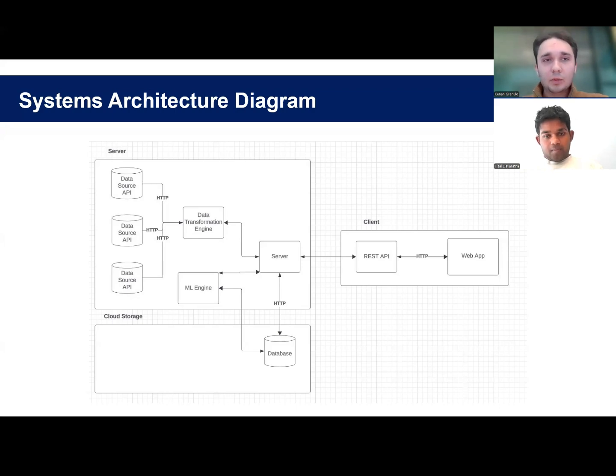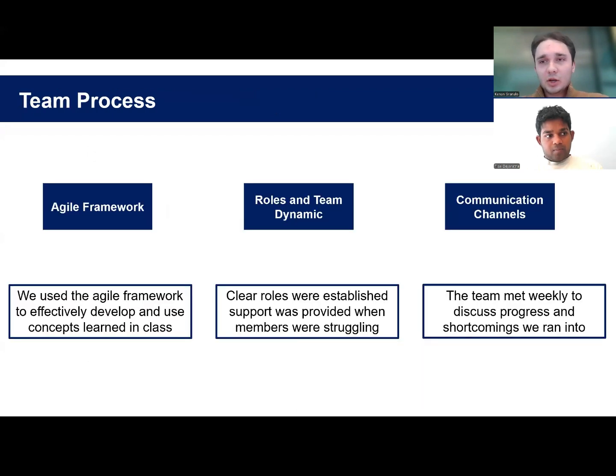So moving forwards, what we wanted to cover is the team process. Looking at the team process, team culture and morale was very important to us, and it was something that we continuously iterated over the course of the project. So we used the Agile framework, which was something that we covered in our past projects and something that was very important to us. And we use this framework to effectively develop and use concepts learned in class.